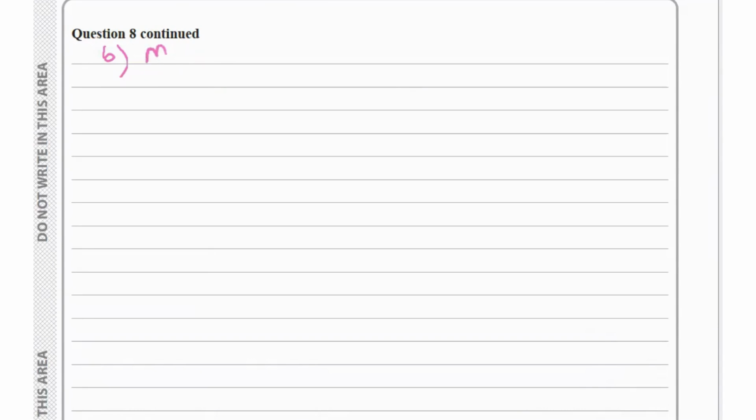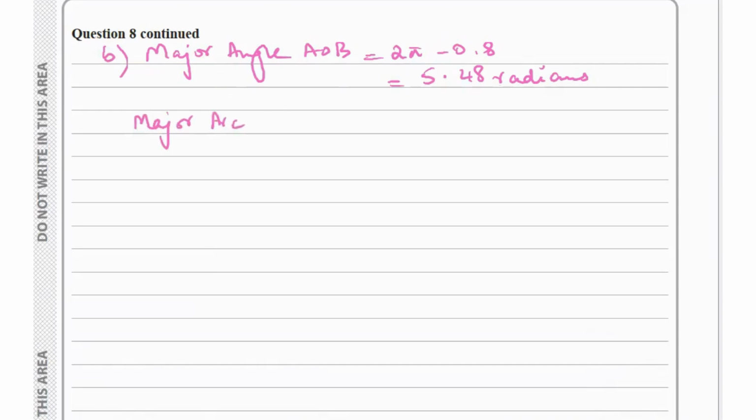Firstly, we start with the major angle AOB. That's going to be 2 pi. 2 pi is 360, so in radians it's 2 pi minus 0.8, which is 5.48 radians. So major arc is going to be r times theta, where r is 7.03 and theta is 5.48. That equals 38.52 meters.